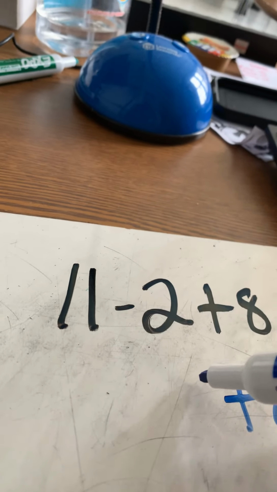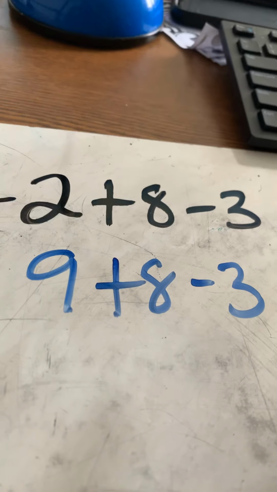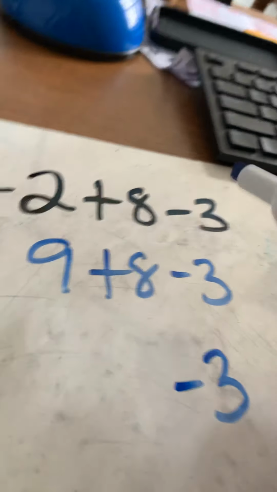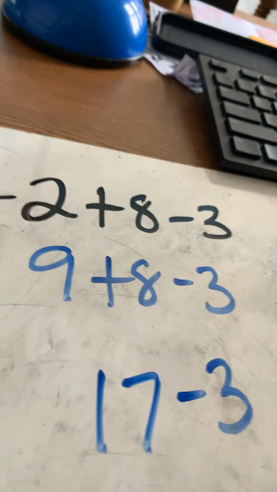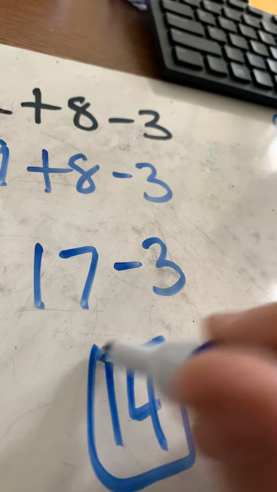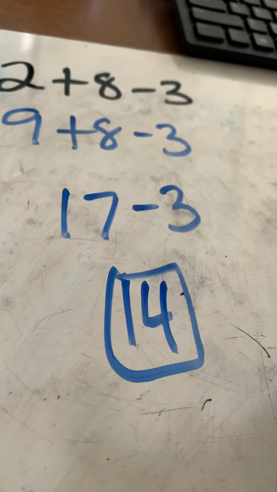11 minus 2 is 9. Still have to go left to right, so I'm going to bring down my minus 3. 9 plus 8 is 17. 17 minus 3 is 14. Okay.